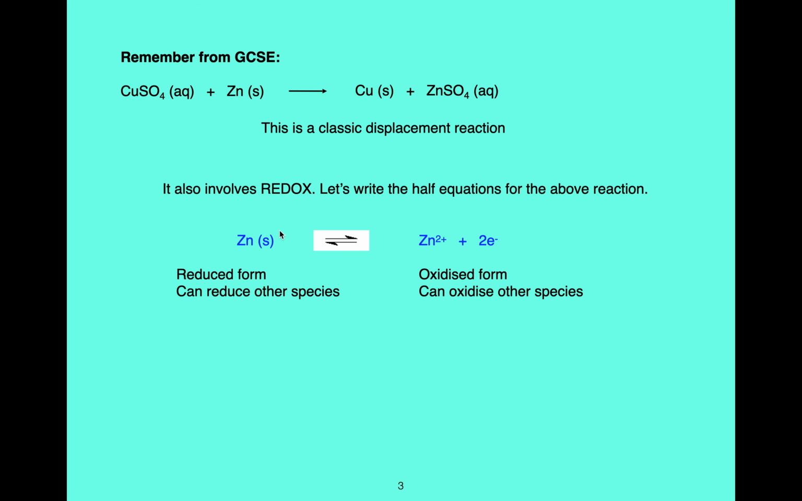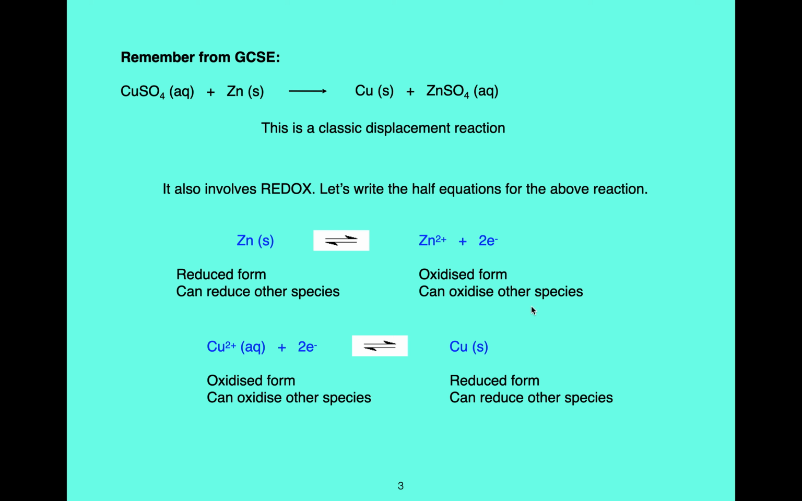This is its reduced form. That means it can give its electrons to other things, so it can reduce other species, and in the process it's oxidized. And in its oxidized form, it could potentially oxidize other species. The same could be said for the copper. Copper 2+ gains electrons here and becomes copper. Its oxidized form, +2, becomes 0. In its oxidized form, it can oxidize other species when it gets reduced, and when its reduced form, it can reduce other species when it gets oxidized.